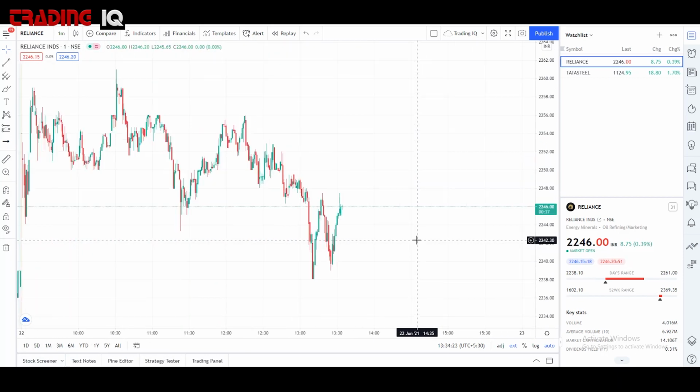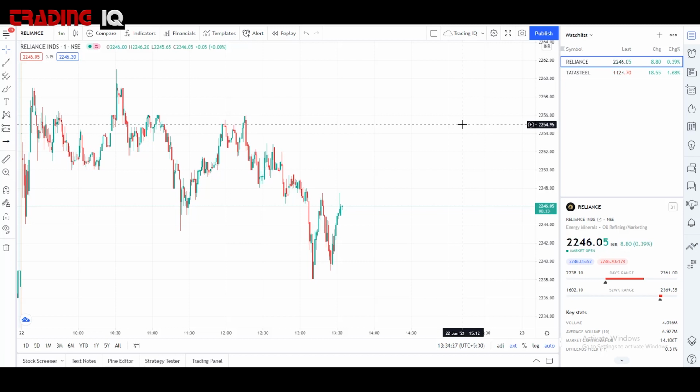You see it is live market right now. Market is open. I'm recording this on June 22nd, and the market is currently live, and you see it is forming a green candle right at this minute.